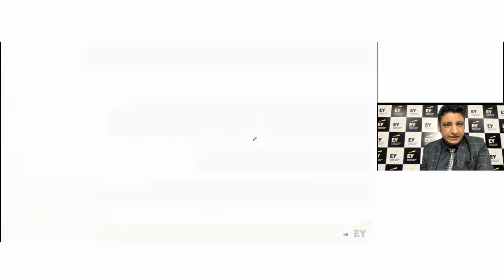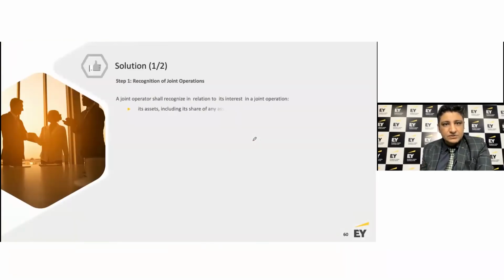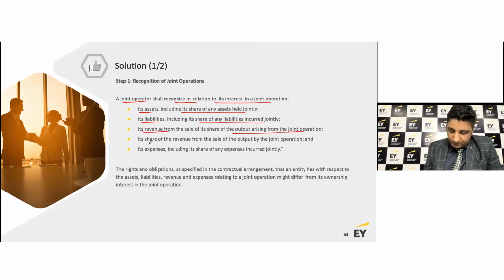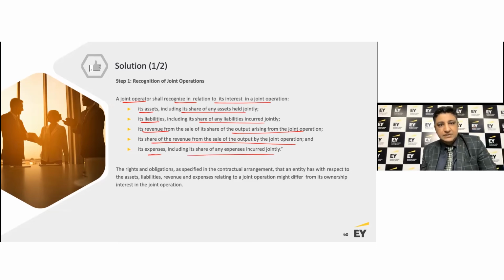So essentially, when you look at the solution around it, you're trying to bring this perspective. A joint operator shall recognize in relation to its interest in a joint operation its assets, including its share in the assets of the joint operation, its liabilities, including the liabilities that it assumes for the joint operation, its revenue plus its agreed revenue from the joint operation, right? That's what it is. And its expenses, including the agreed proportion of expenses. That's how you start looking at it.